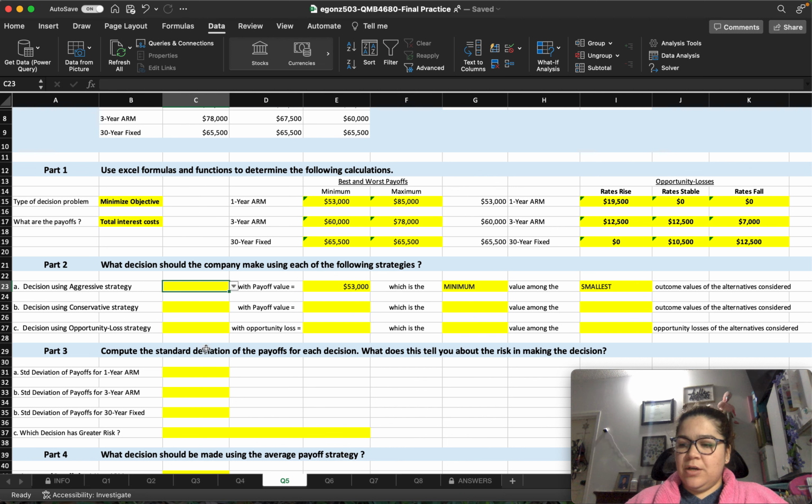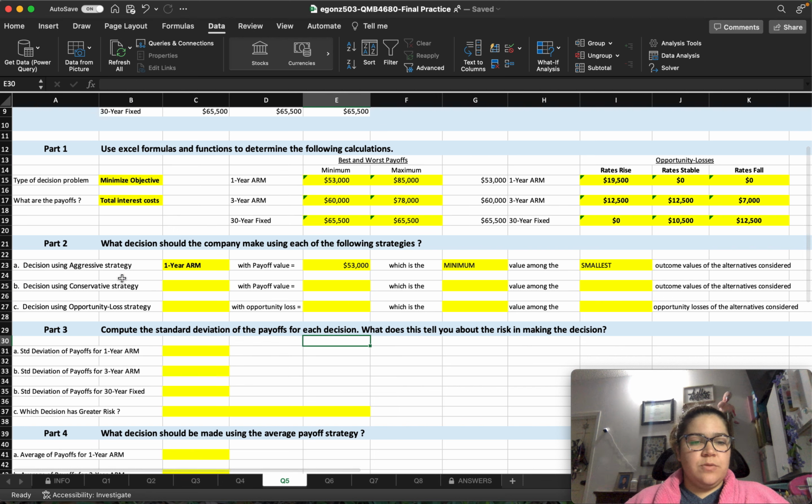So using the aggressive strategy, which one is this? The 1 year, right? 1 year ARM. So let's go to the next one. We're using the conservative strategy. When we use the conservative strategy, we want the minimum value among the largest. What does this mean? Well, we're trying to save, but it's okay. We don't want to save up to every penny.